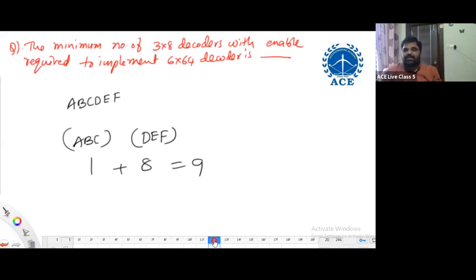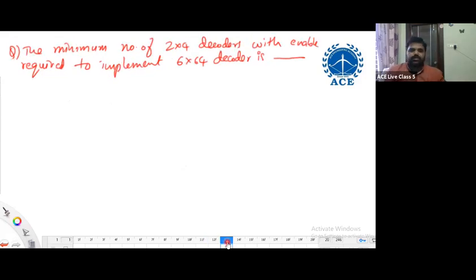To enable these, in the first stage, we are using 1 3 to 8 decoder. 1 plus 8 becomes 9. When we are analyzing the number of inputs also, the total number of inputs is 6. In the first stage I'm using 3 inputs. In the second stage I'm using 3 inputs, total 6 inputs. Yes. Very good. People have been analyzing correctly. This one also, try.